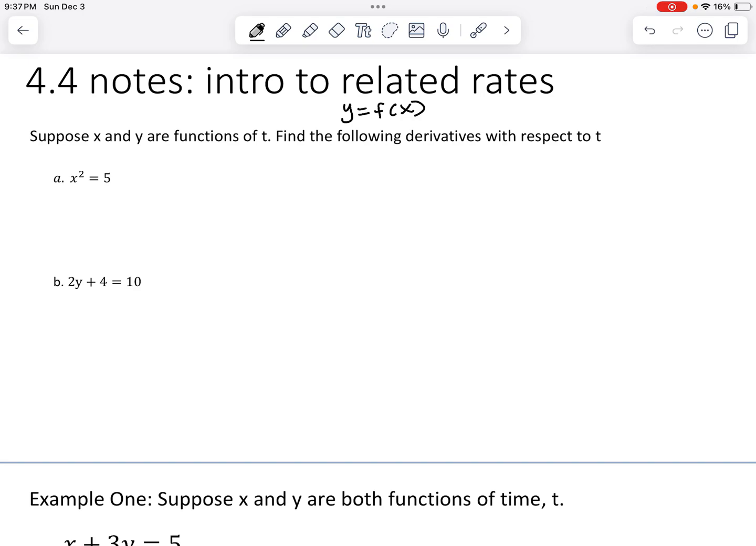Well, now we have two different functions. We have a function x, which is a function of t, which means time is the independent variable. And the way that x is created is using time, right? And so x is the dependent variable. And in this function over here, we have y of t, where time is the independent variable, and y is the dependent variable.